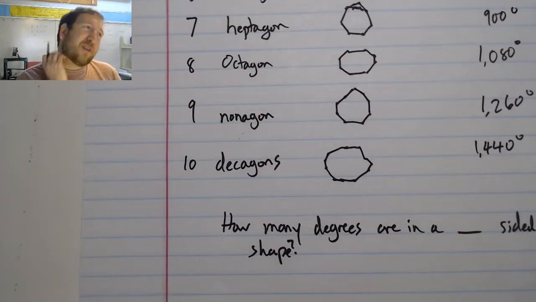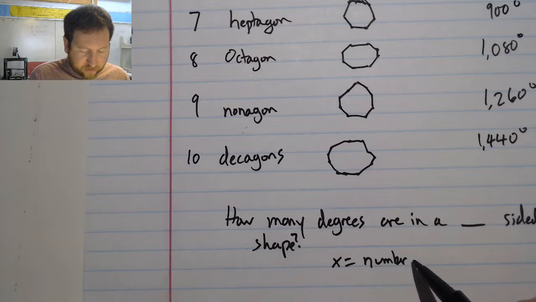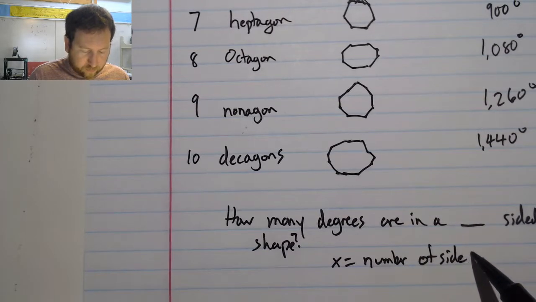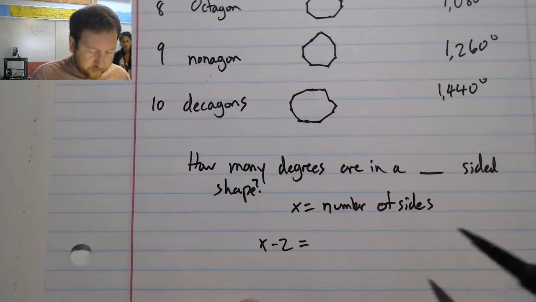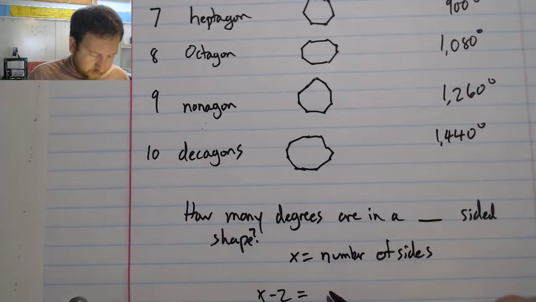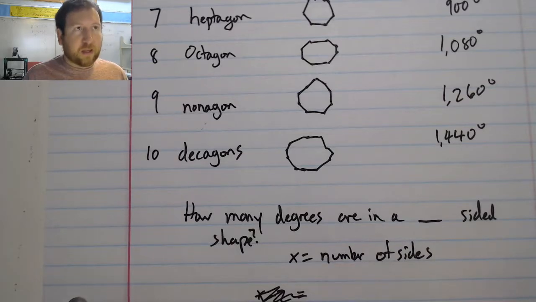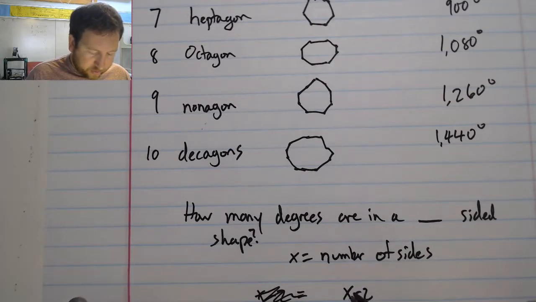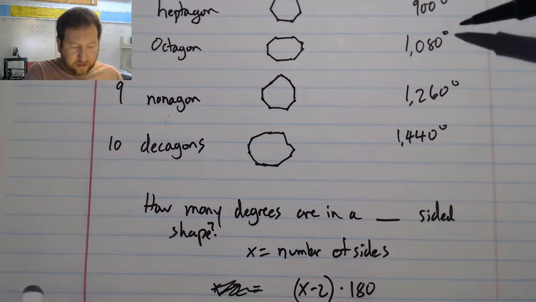So what I would want to do is if I write the number of sides, and I can write that as x equals number of sides, I could write x minus 2, times 180. And this is going to give me the total angle that I need for any of these.